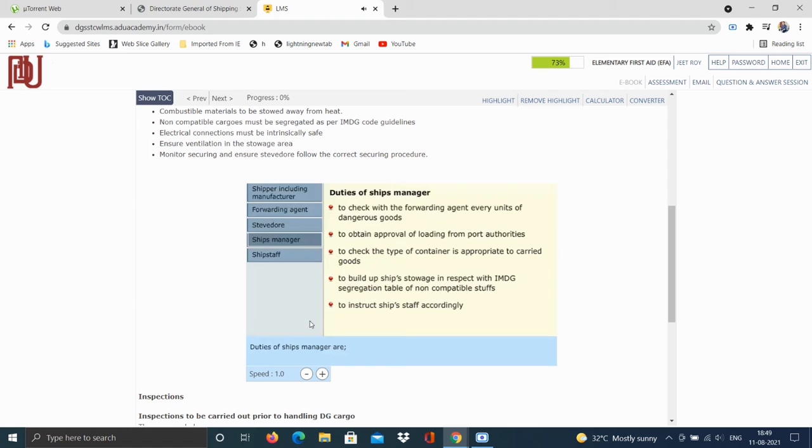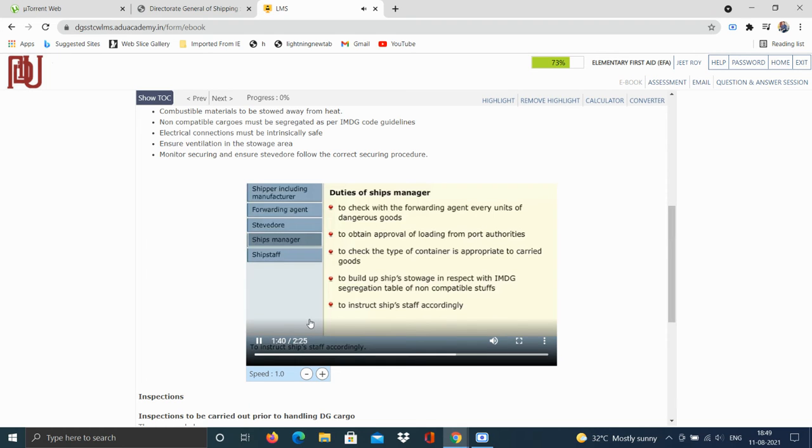Duties of ship's manager are to check with the forwarding agent every unit of dangerous goods, to obtain approval of loading from port authorities, to check the type of container is appropriate to carried goods, to build up ship's stowage in respect with IMDG segregation table of non-compatible stuffs, to instruct ship's staff accordingly.